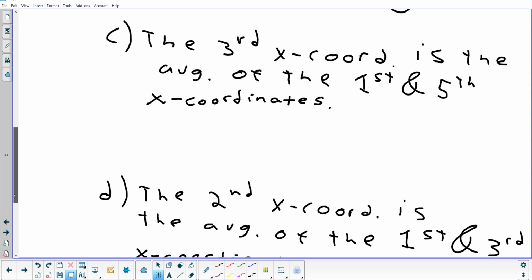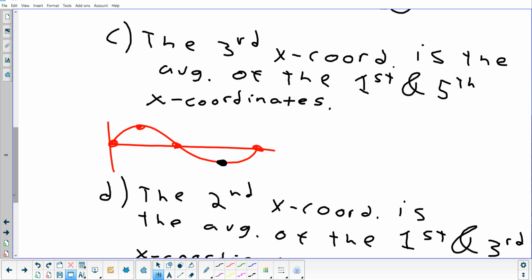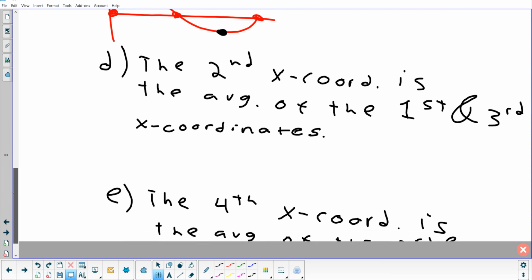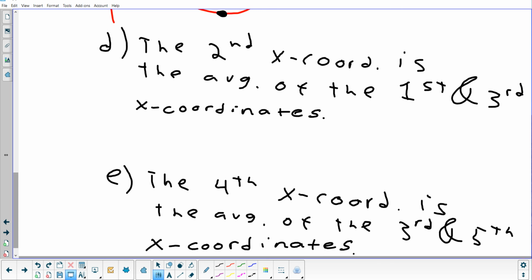And then the last one we need is the fourth. Let me just draw it again. So we get the beginning, the end, the middle, the second. How do you think we would get the fourth x coordinate, given that it's equally spaced with everything else? Average of the third and the fifth one. Yeah, average the third and the fifth. So the fourth x coordinate is the average of the third and the fifth.